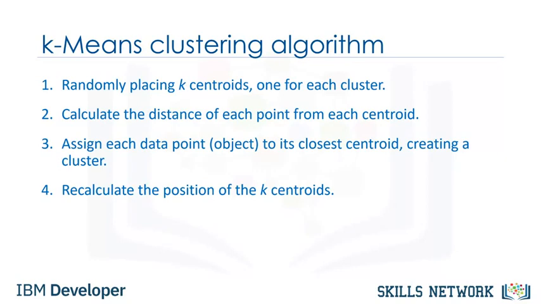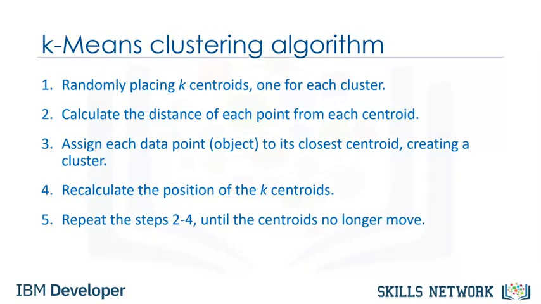Next, once each data point has been classified to a group, recalculate the position of the k-centroids. The new centroid position is determined by the mean of all points in the group. Finally, this continues until the centroids no longer move.